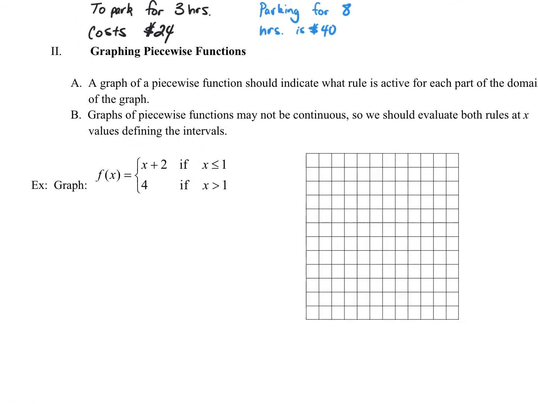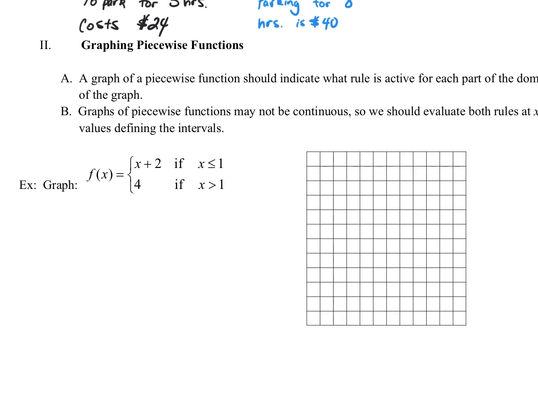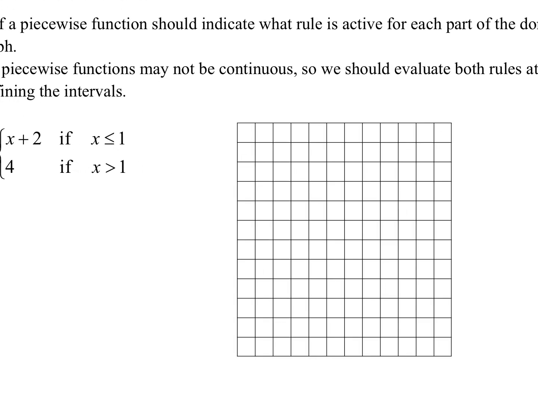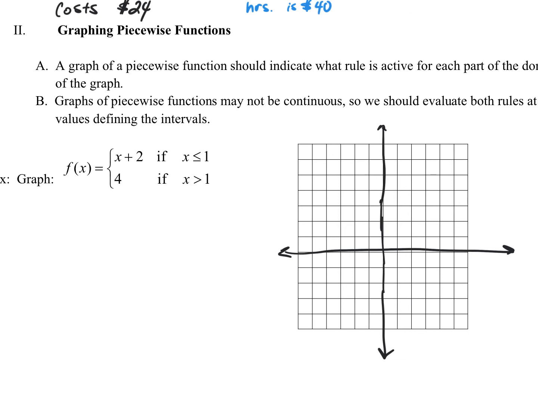Finally, our last piece today is going to be graphing a piecewise function. So we can see here a graph should indicate what rule is active for which part of the domain, and the graphs may not be continuous, so we just have to be careful at basically exchange points, where we jump from one rule to another. So what I'm going to do here is sketch in my X and Y axes here. That makes graphing a little bit easier.